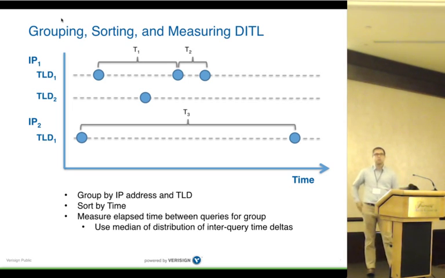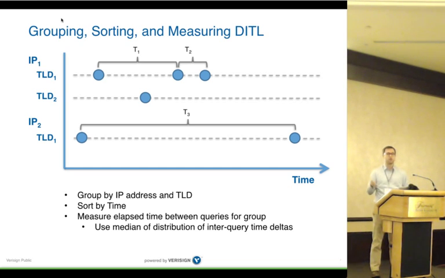And here we're going to measure the elapsed time between queries within a particular IP TLD grouping. And so for this particular grouping, you might end up with 0 measurements, right? If it only had one request, you might end up with a whole collection of them. So what we elected to use was the median inter-query time delay to describe that data point.